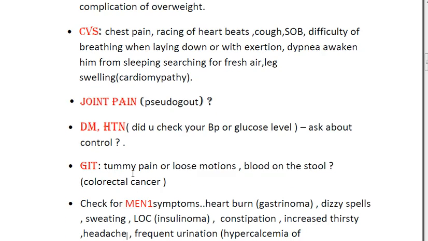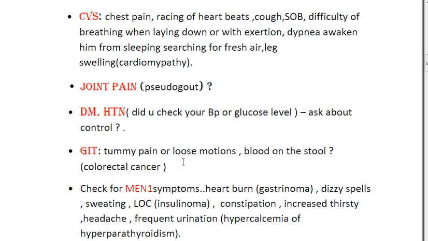GIT system. Any tummy pain or loose motions or blood in stool? This is for colorectal cancer, because all patients with acromegaly have to be screened for colorectal cancer. And then check for MEN 1 symptoms.